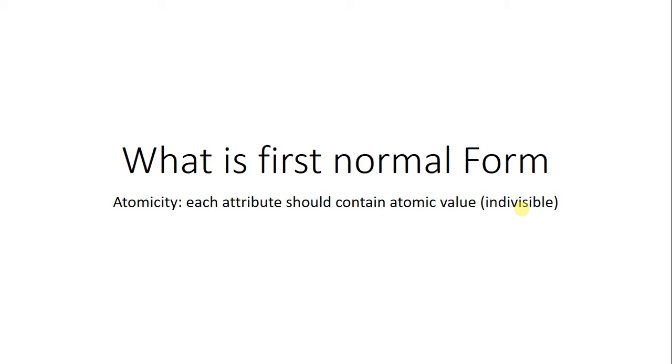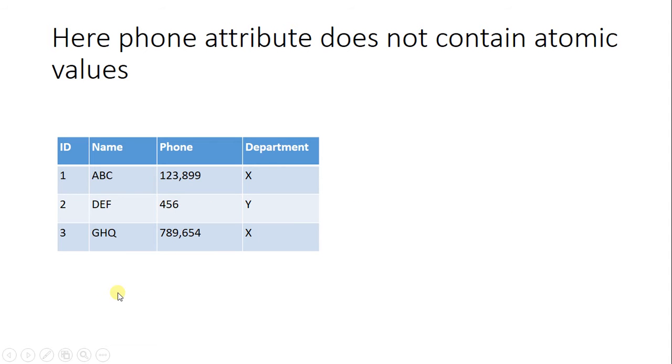To further explain this concept, we can see this table. Here you can see that the phone attribute is a multi-valued attribute because it has multiple values. Here it has two phone numbers, and again here it has two phone numbers. So we have to achieve atomicity. We need to have atomic values in each attribute. If each attribute has an atomic value, then this table will be in first normal form. So how can we achieve that?